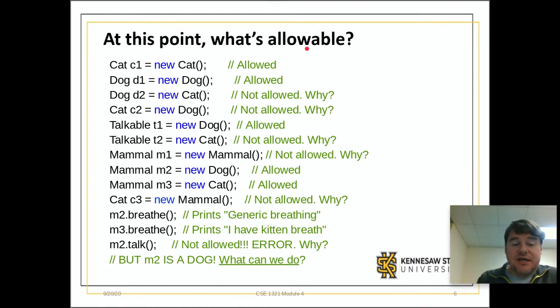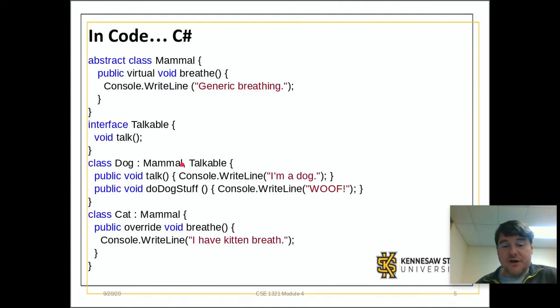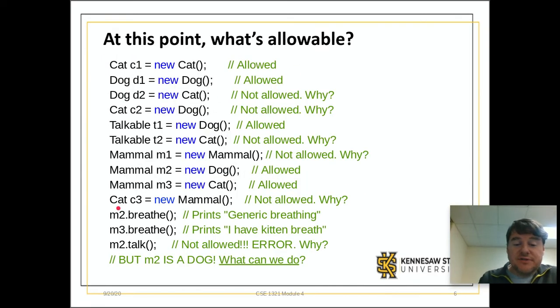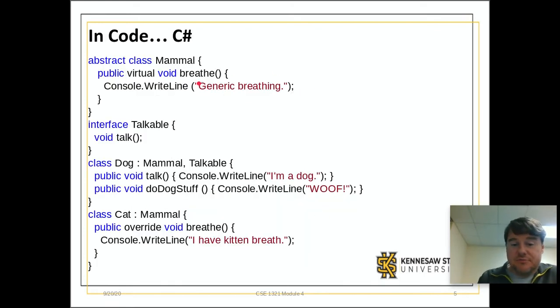So we know we're going to be able to do this. Now the next question is, what is the current type of M2? Well, it's a dog. Again, this could change over time because this is a runtime decision. So the next thing I look at is, it is an object of type dog. So I'm going to go back and look at dog and see, does it override breathe? And the answer is it does not. So therefore, I'm going to run the one in the parent because that's what I have. So yes, this works, and it's going to print out generic breathing because that's what the parent prints out.